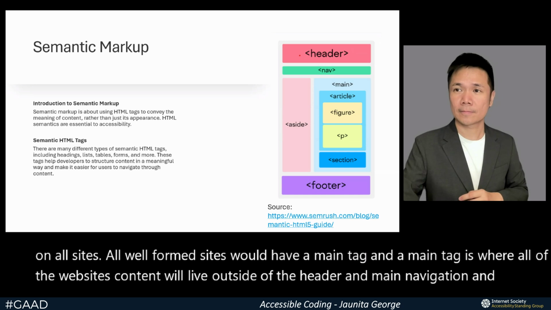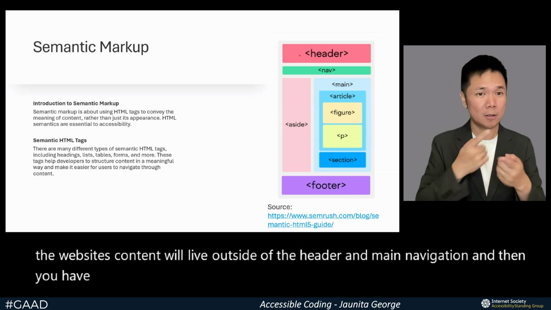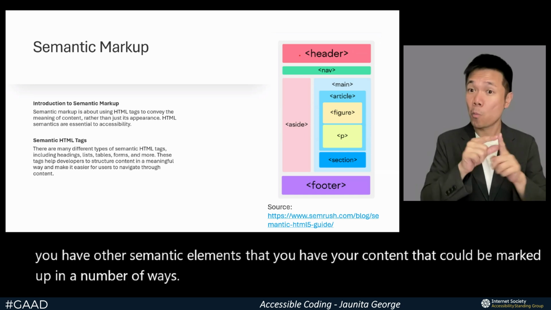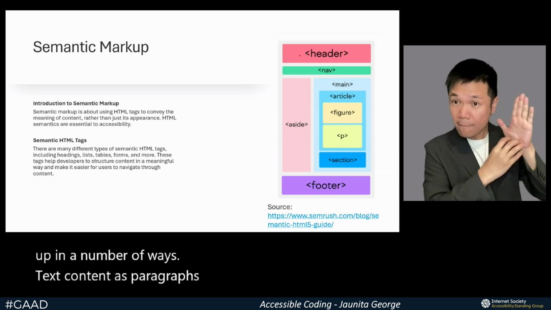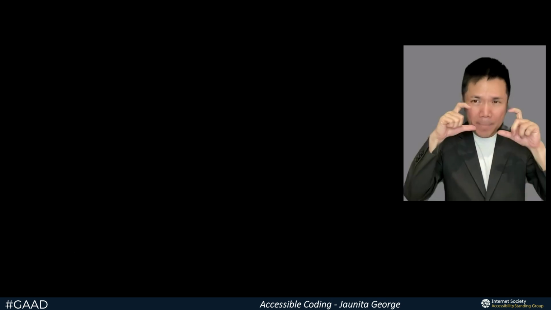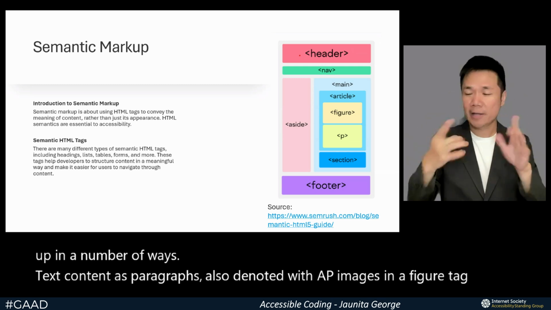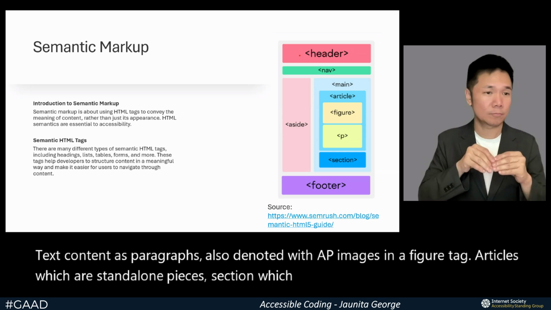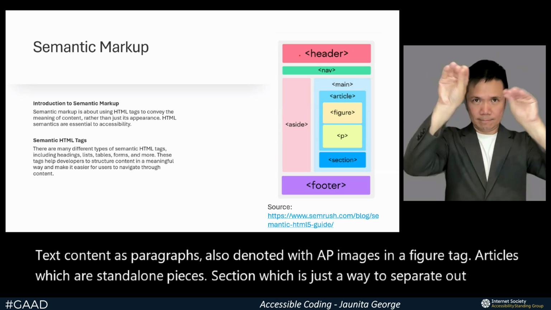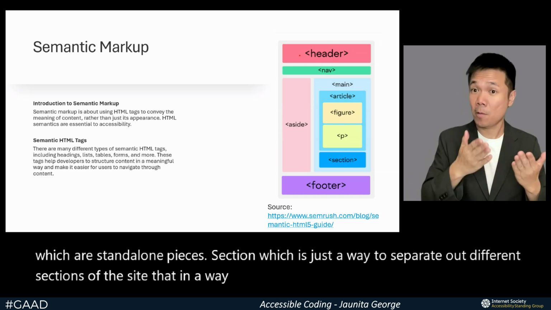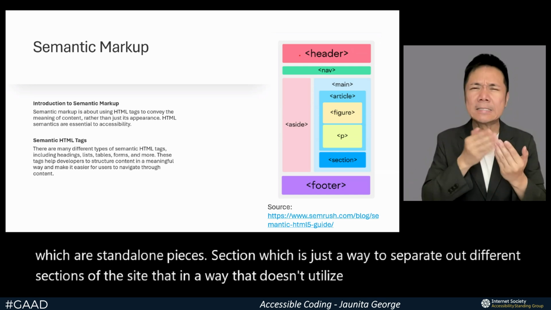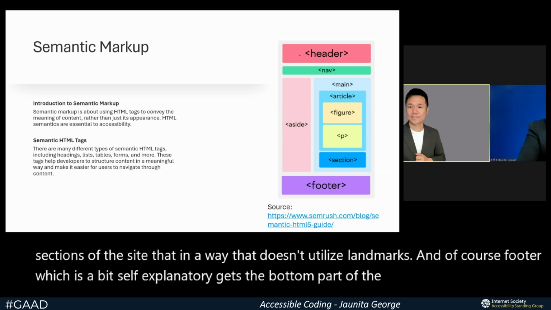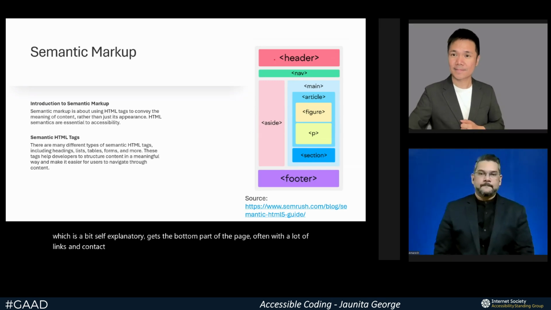Then you have other semantic elements that serve your content. It could be marked up in a number of ways. Text content as paragraphs, also denoted with a P, images in a figure tag, articles, which are standalone pieces, section, which is just a way to separate out different sections of the site in a way that doesn't utilize landmarks. And of course, footer, which is a bit self-explanatory. It's the bottom part of the page, often with a lot of links and contact information and such.